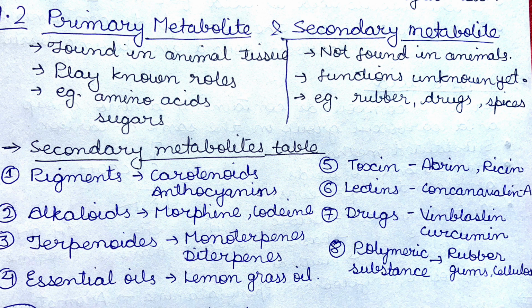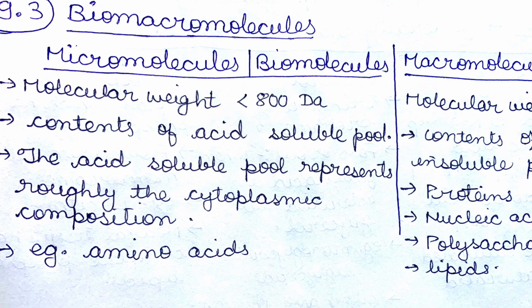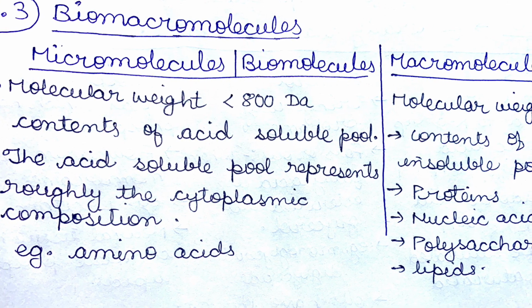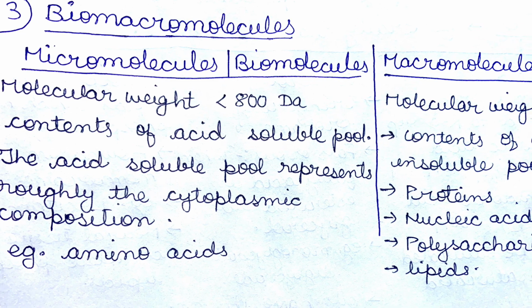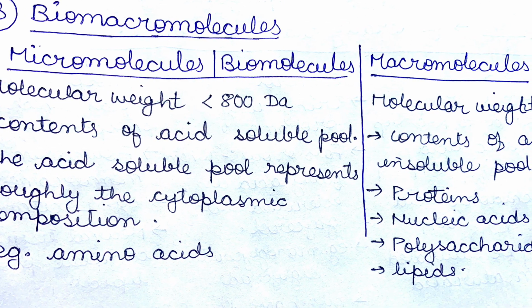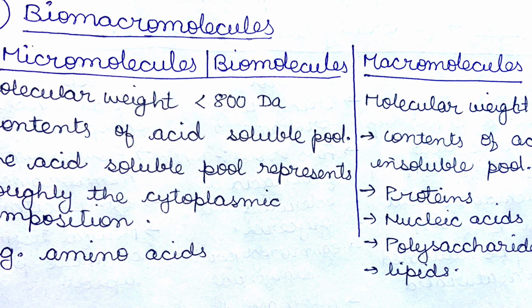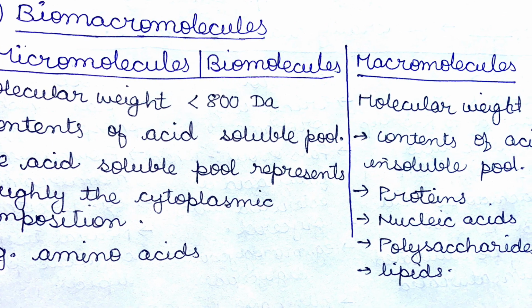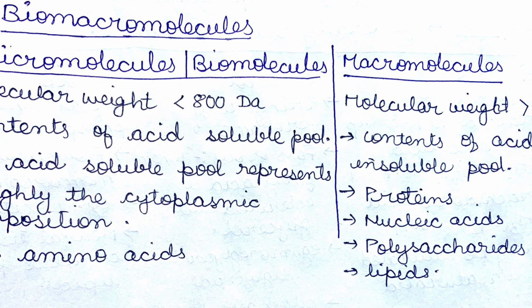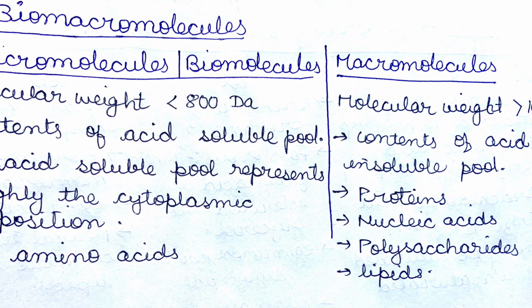Next is biomolecules. Biomolecules are of two types, micromolecules and macromolecules. Micromolecules weigh less than 800 Dalton. They are the contents of the acid soluble pool. The acid soluble pool represents roughly the cytoplasmic composition. An example of a micromolecule is amino acids.